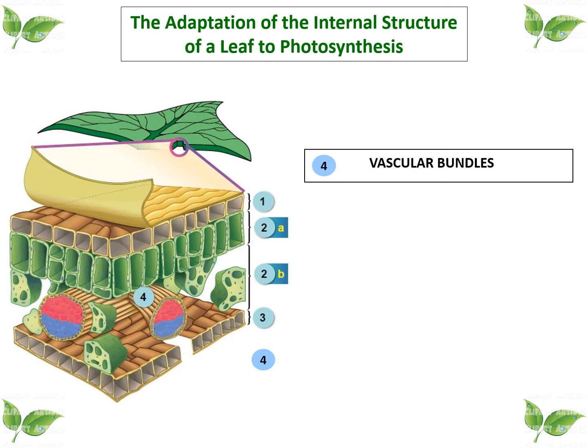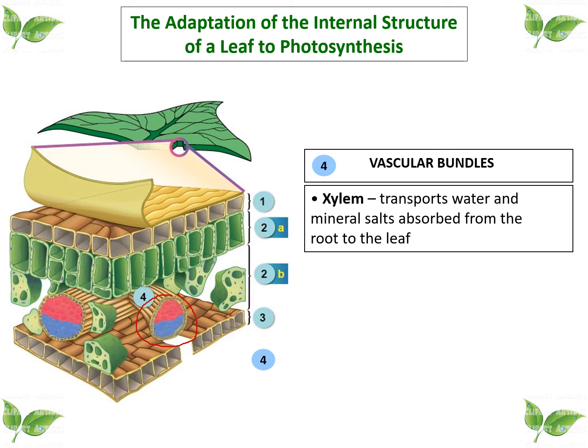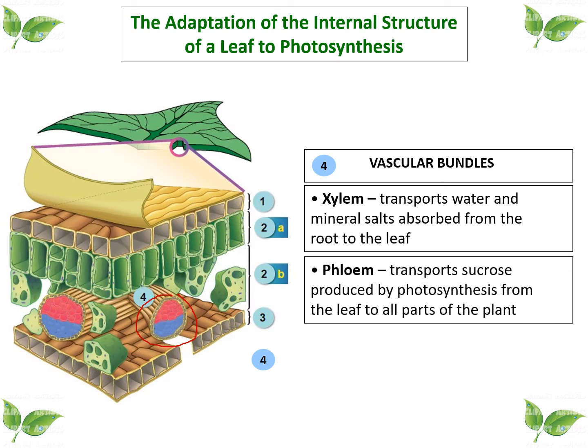Vascular bundle, number 4 here, consists of xylem and phloem. Xylem's main function is to transport water and mineral salts absorbed from the roots to the leaf. And phloem functions to transport sucrose produced by photosynthesis from the leaf to all parts of the plant. Okay, this is xylem and this one is phloem.